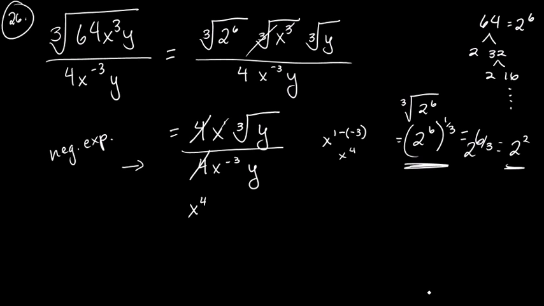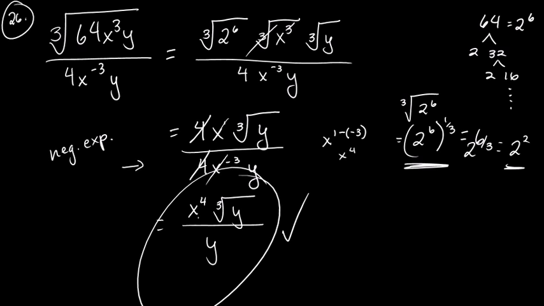So I took care of those x's, and then I have the third root of y over y. The last question I want to ask myself is, everything is reduced, the numbers dropped out, I don't have negative exponents, and is there a radical sign in the denominator? No, there is not. We are all good. That should be our answer.